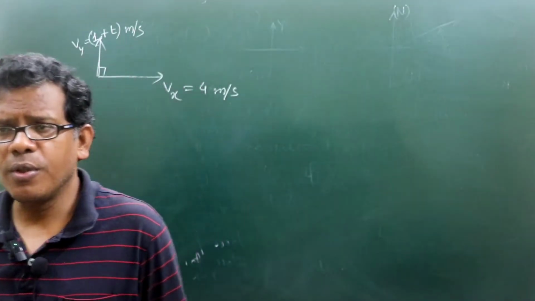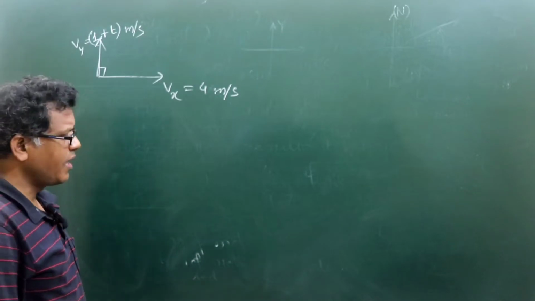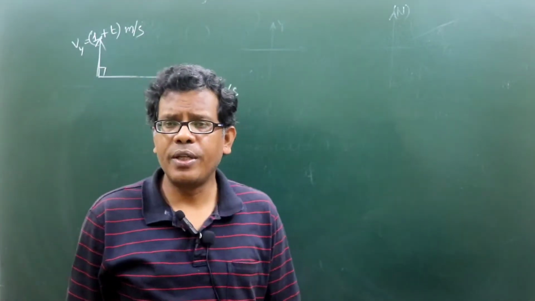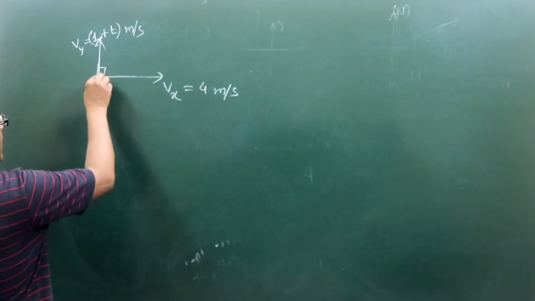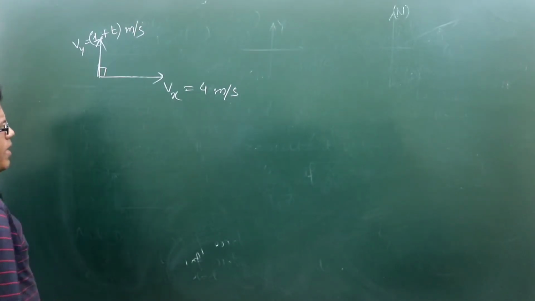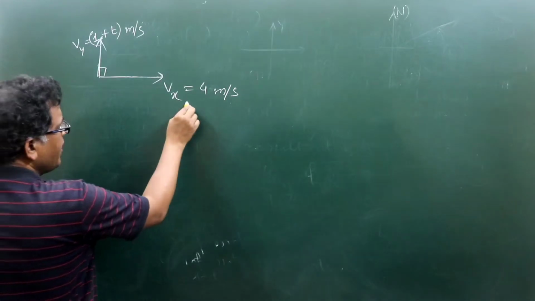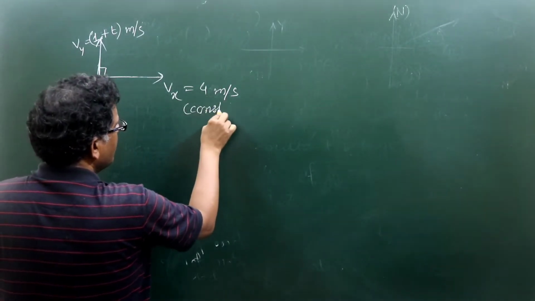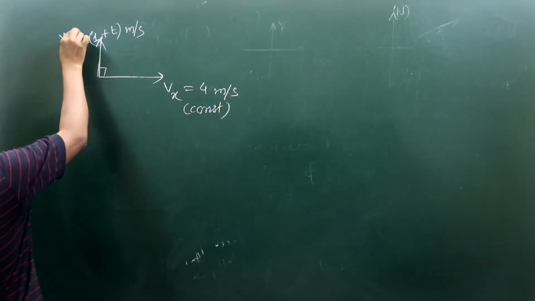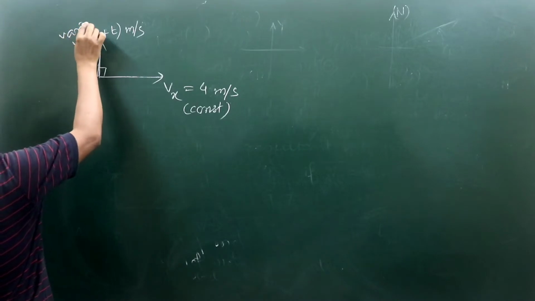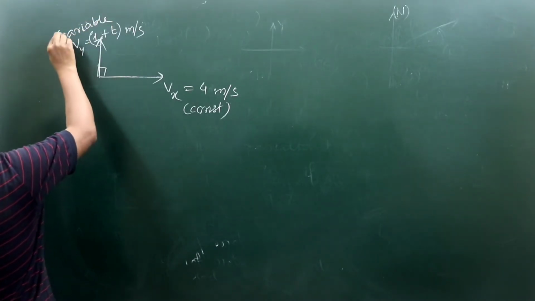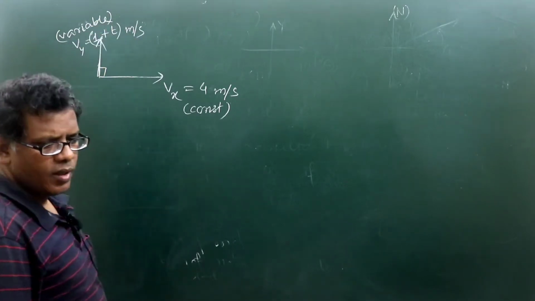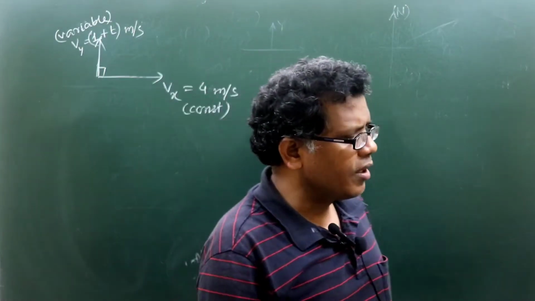This time also I am taking two velocities mutually perpendicular to each other, one along the x direction, another along the y direction, right? But the difference is, this time Vx is constant, but Vy is variable. Why is it variable? Because you can see the expression of Vy, it is depending on the time t.